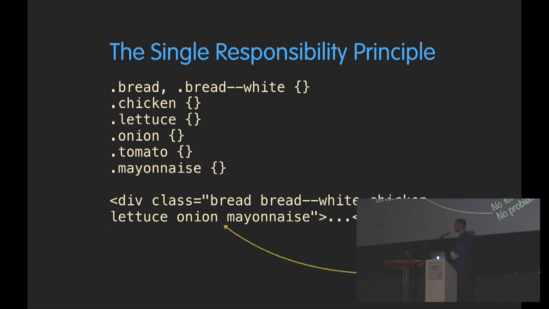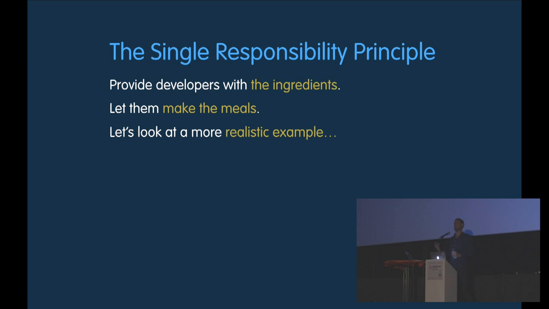So if you work in a team, if you work with other developers, try as hard as you can to provide those developers with the ingredients. Right? Don't give them the sandwiches, don't give them the finished meals. Give them the ingredients to make the meals themselves. It will mean that they can combine and compose things very, very quickly without being annoyed or frustrated by overly opinionated code.